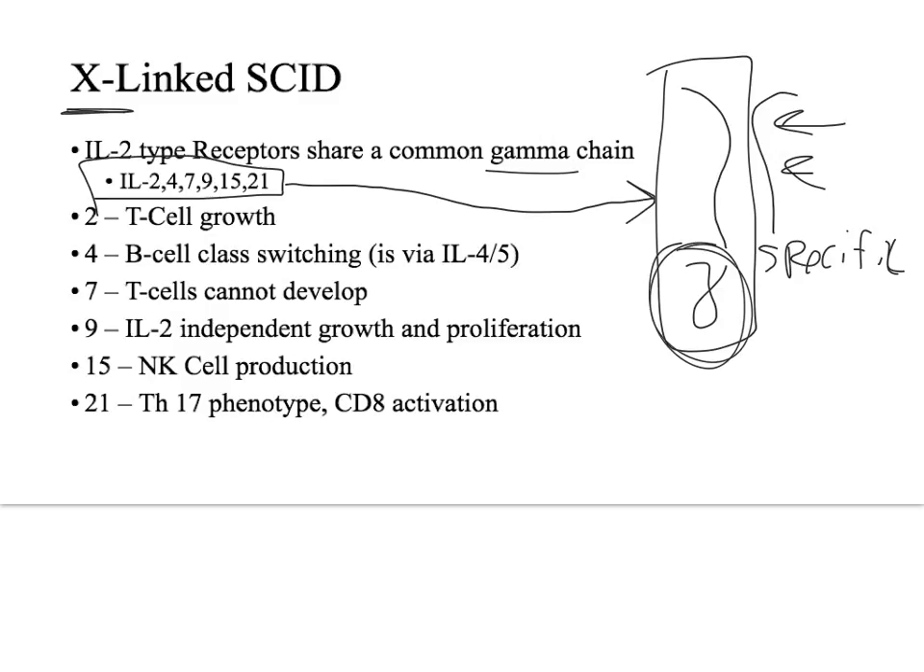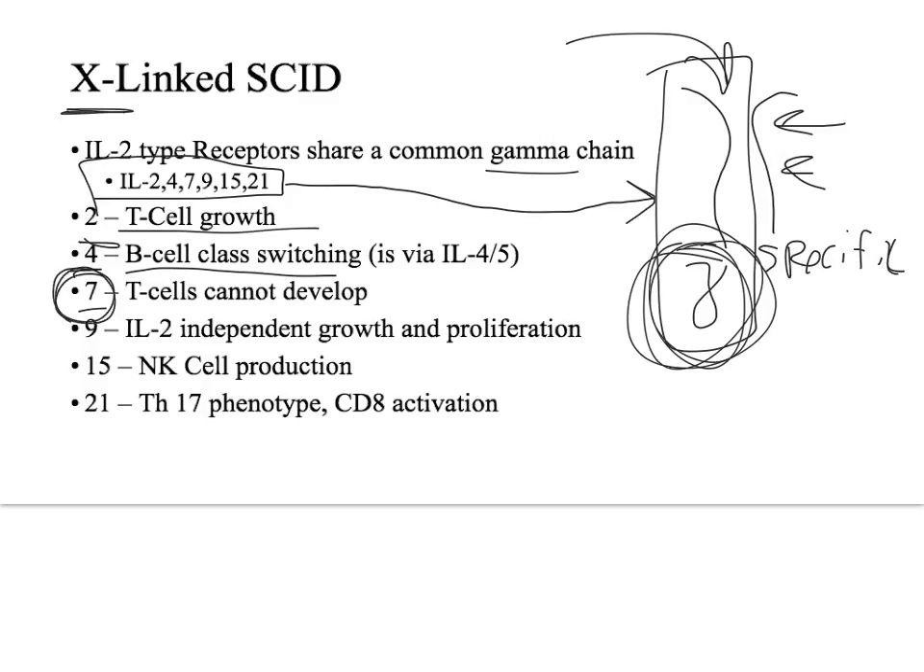And then, so let's see what I've got here. If I can't signal through these mechanisms, if I can't signal through anything using the gamma chain, what will that do? IL-2 receptor, I can't have T cell growth. IL-4 receptor, I can't have B cell class switching to IgE. IL-7, this is the most important one. IL-7 is required for T cell development. IL-7 is produced through the entire process of T cell development, and if you can't signal to the T cell to stay alive, it will die.